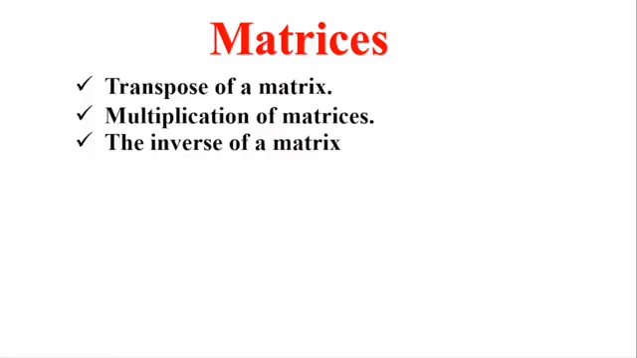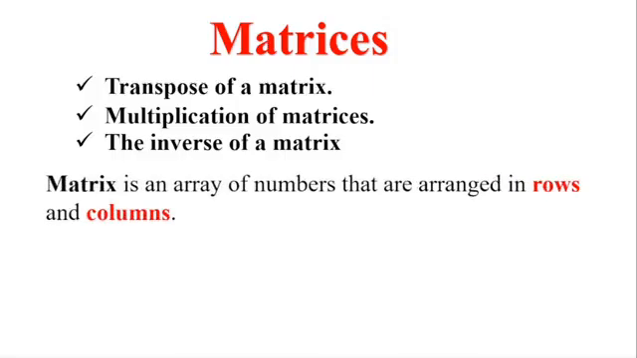Before we look at anything, we have to understand what matrices are. Matrices, or matrix in the singular, is just an array of numbers that are arranged in rows and columns. So to have a matrix, you have an array of numbers arranged in rows and columns. So a matrix has two things. It has the number of rows. It also has the number of columns.